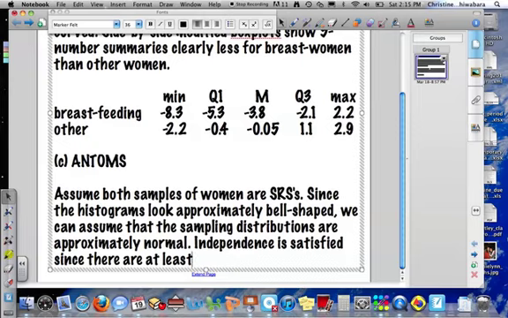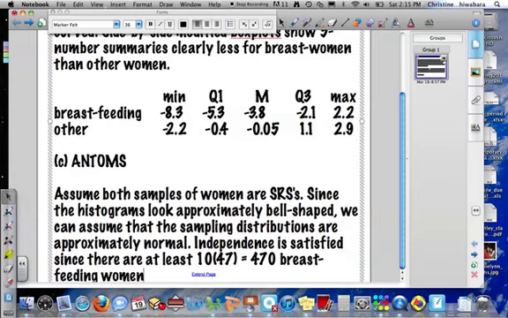Okay, since there are at least 10 times 47, or 470 breastfeeding women, and at least 10 times 22, or 220 other women. Okay, I gotta extend the page.